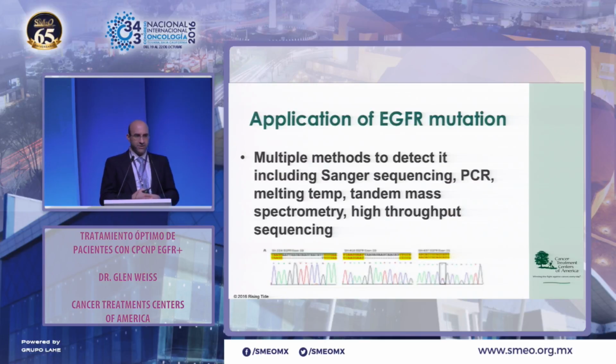So applying EGFR mutation testing, as we've heard in another talk, it can be analyzed through a variety of modalities. Primarily, Sanger sequencing was one of the initial modalities, and PCR. Melting temperature has also been used, tandem mass spec, and now high throughput sequencing, especially when we apply multi-gene next generation sequencing assays.